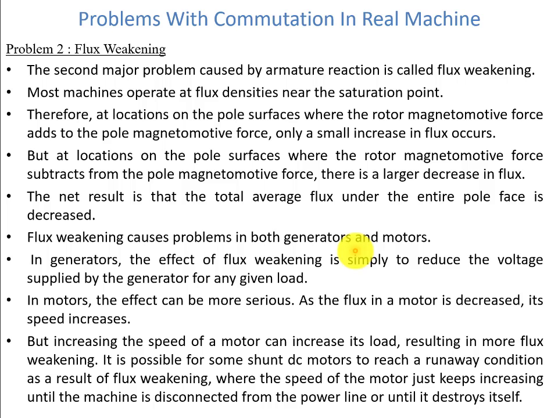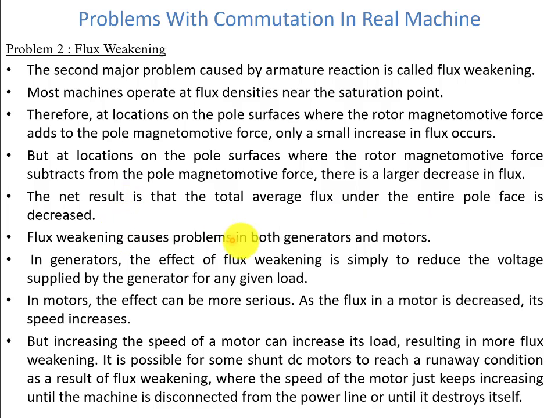The second problem caused by the armature reaction is called flux weakening. Most machines operate at flux densities near the saturation point. Therefore, at locations on the pole surfaces where the rotor magnetomotive force adds to the pole magnetomotive force, only a small increase in flux occurs. But at locations where the rotor magnetomotive force subtracts from the pole magnetomotive force, there is a larger decrease in flux. So the net result is that the total average flux under the entire pole face is decreased.